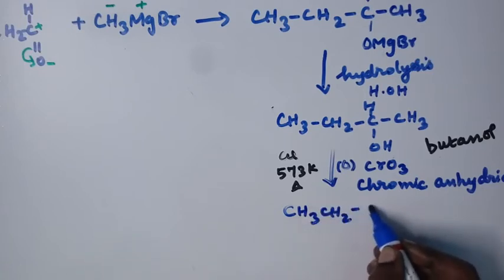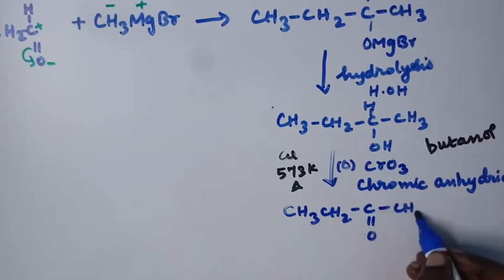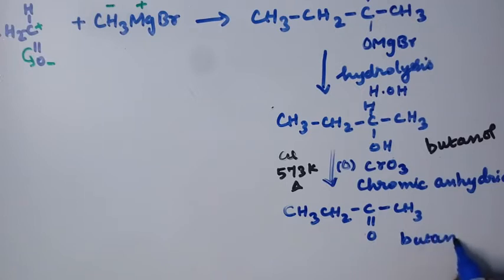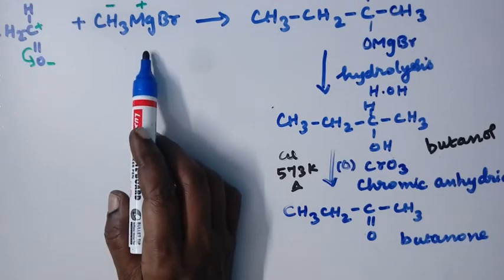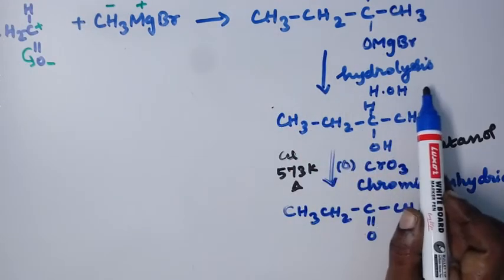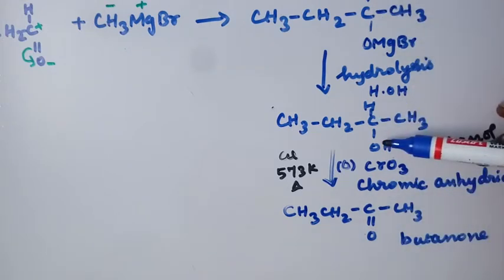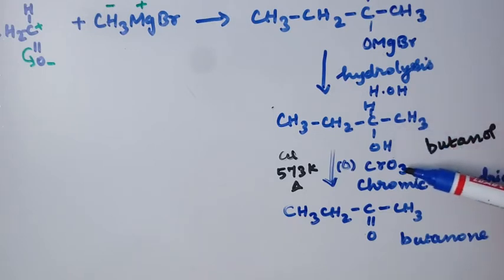CH3CH2C double bond O CH3. This is butanone. So first add Grignard reagent and you get an addition product, and then on hydrolysis we get the CHOH group. This is a secondary alcohol, and the secondary alcohol on oxidation gets a ketone group, that is butanone.